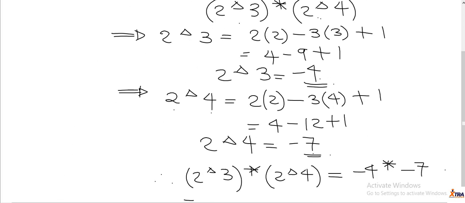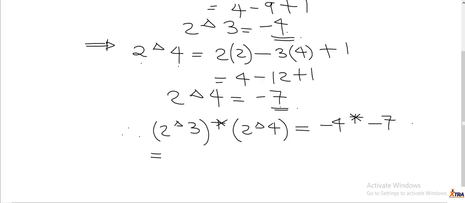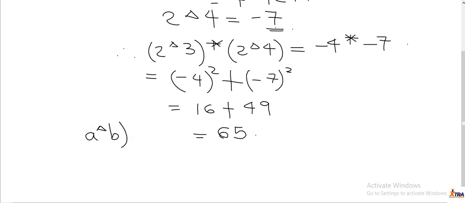Our a in this case is minus 4. Our b here is minus 7. So we'll be having minus 4 all square plus minus 7 all square. We are having 16 plus 49, which is giving me 65. So that means my operation A asterisk B, A operation C is giving me 65. So this is what the right hand side gives.